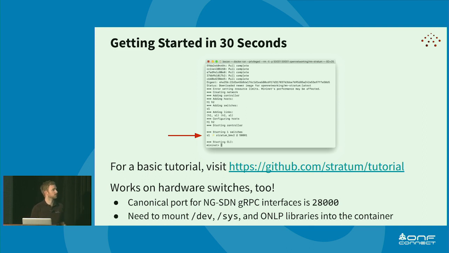This also works for hardware switches. On hardware switches, the one thing I'll note is that the canonical port for Stratum is 28000. We haven't gotten this approved anywhere, but this is what we've used on most of our hardware switches today. And if you want to use it, you just need to make sure that you mount in things like /dev/sys and the ONLP libraries into your container so that Stratum can find the physical hardware devices, the peripheral I2C devices, and the platform libraries.